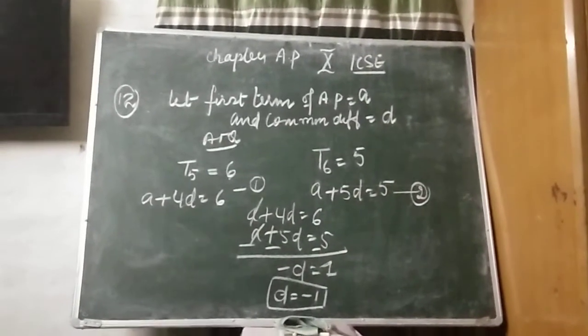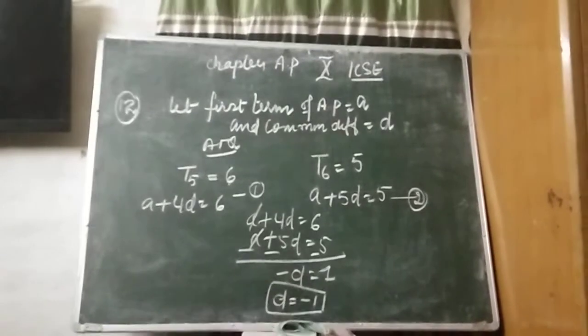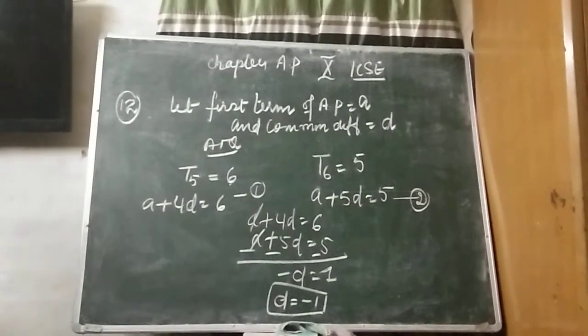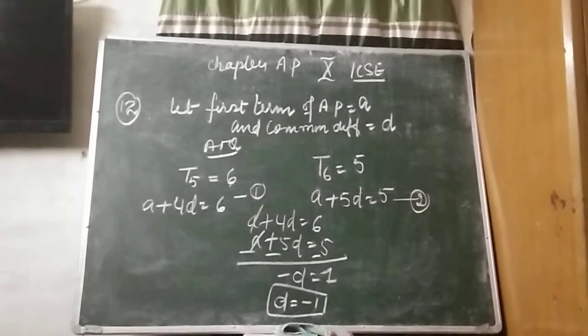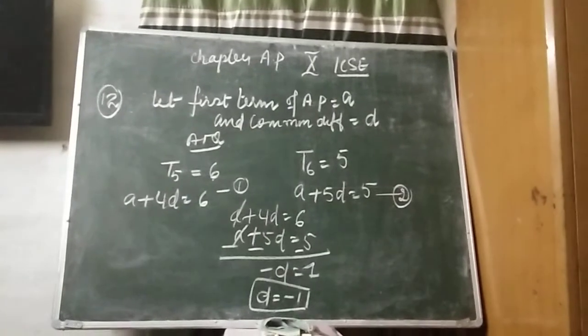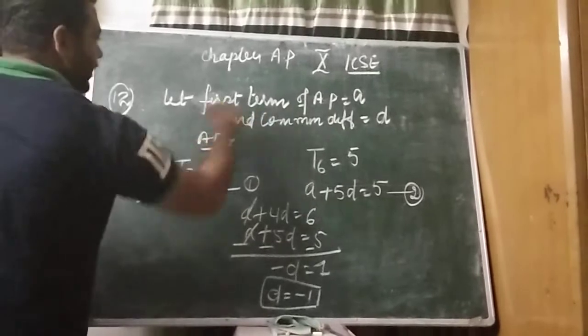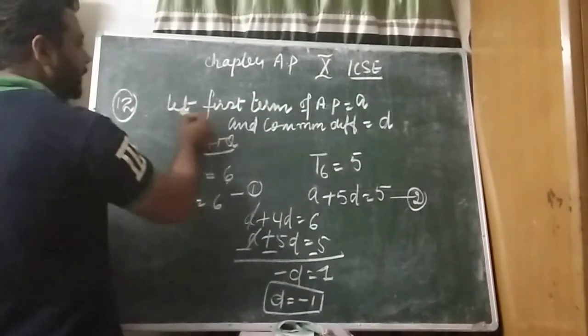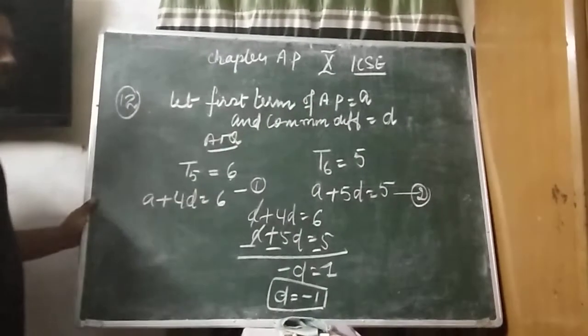To solve such type of question, where we have to find a particular term, sometimes they will ask to find the AP, sometimes they will ask to find the common difference and first term under some conditions. So how will you start such type of question? We have to start with these two lines: let the first term of the AP be small a and the common difference be small d.